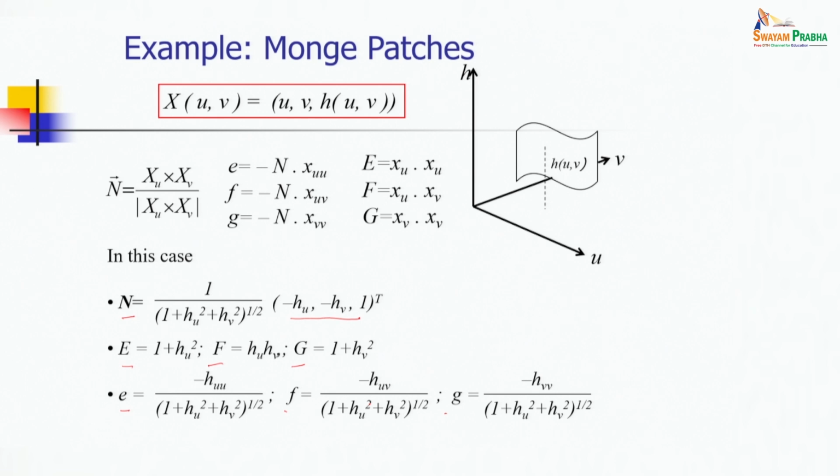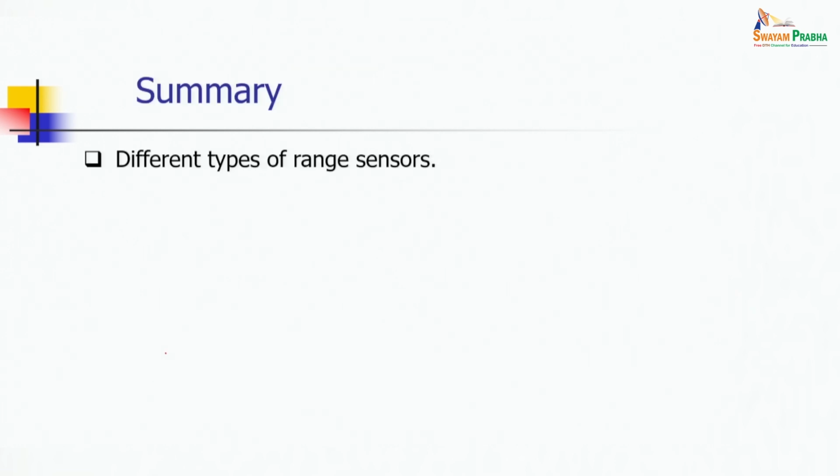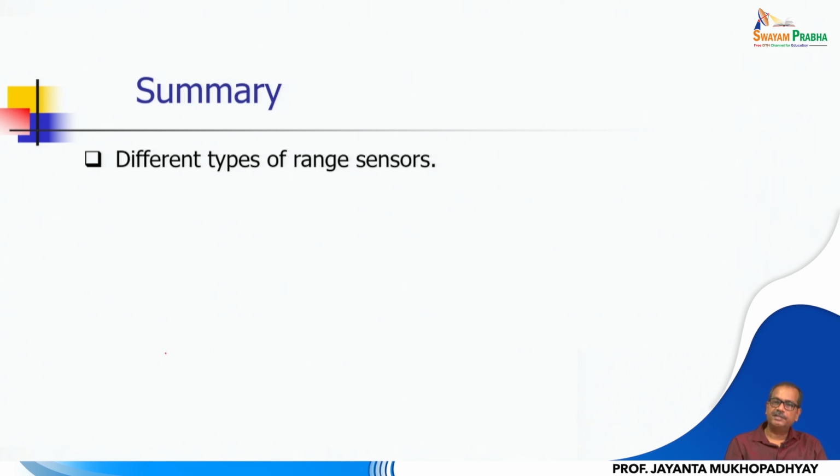So by using this, if I give you a discrete function like a range image in the digital space, you can estimate those values, and locally you can get the characteristics of the surface, and by accumulating them, there are algorithms by which you can segment range images. So with this, let me conclude my talk on range imaging.